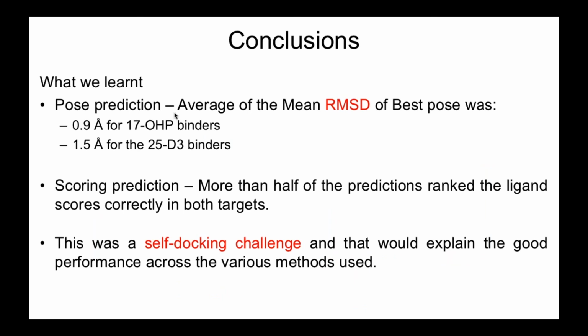So in conclusion, this was essentially a self-docking challenge, and that would explain the good performance across the various methods used, where we had an average mean RMSD of the best poses of 0.9 angstroms for 17-OHP and 1.5 angstroms for 25D3. And again, for the scoring predictions, more than half of the predictions ranked the ligand scores correctly in both targets.